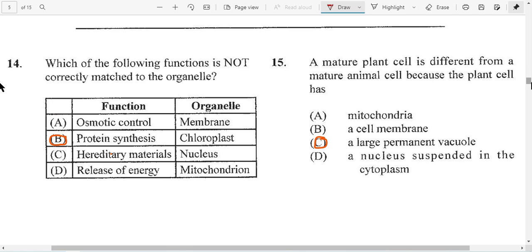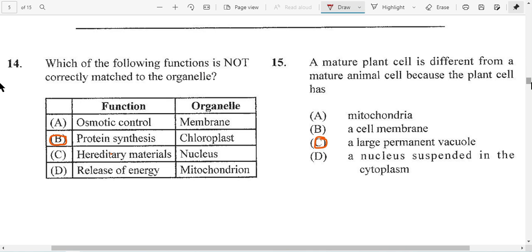I will move on to question number 15. A mature plant cell is different from a mature animal cell because the plant cell has a large permanent vacuole. C is our answer for question number 15. They both have mitochondria, they both have cell membrane, and of course the nucleus suspended in the cytoplasm. That is pretty much true for all the cells. So there's nothing here that we could even choose or be mistaken with other than, of course, to choose C as our answer for question number 15.